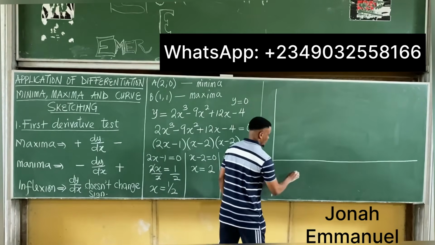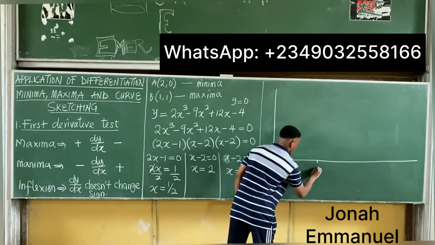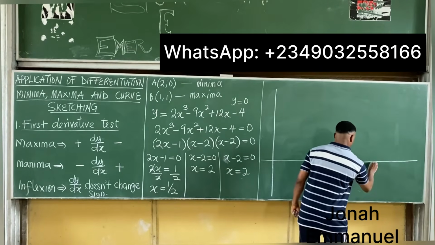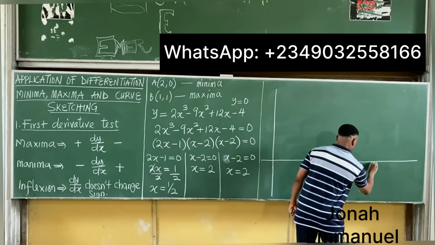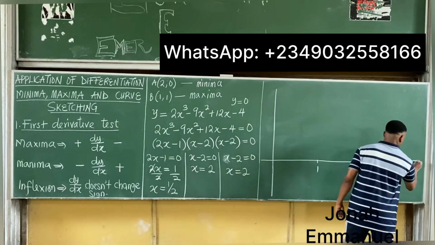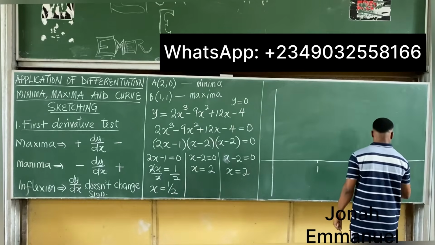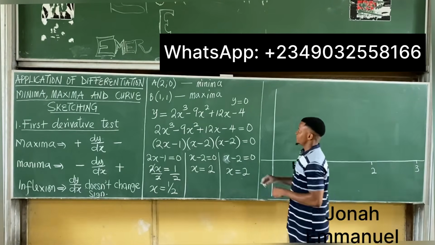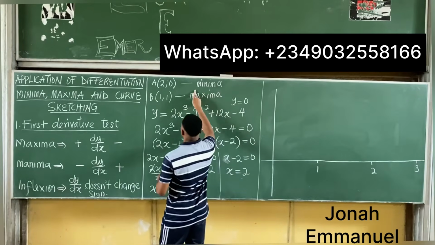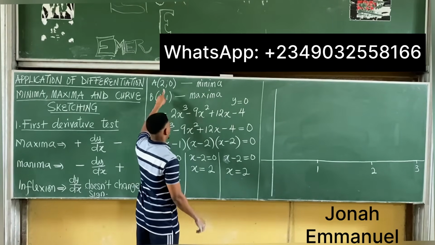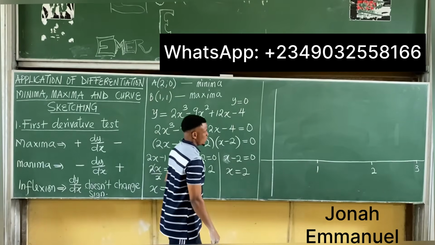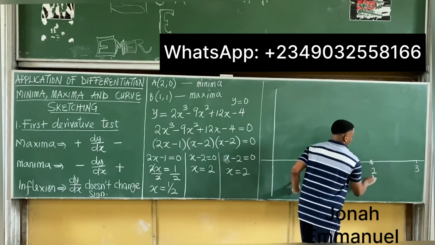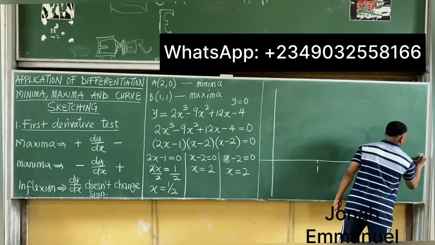So here's 0. Let's call this 1. Let's call this 2. Let's just add one more point there. Call somewhere here 3. All right, let's get our first point, the minima point. The minima is 2 and 0. It means when x is 2, y is 0. That should be this point here, because here's my x-axis.